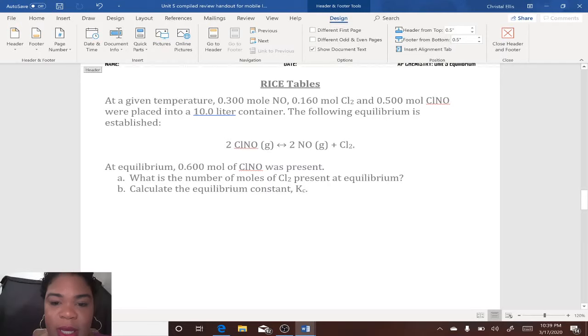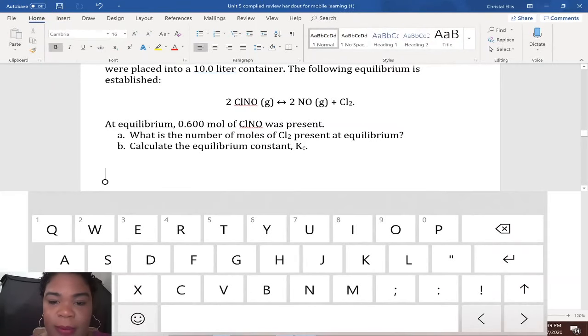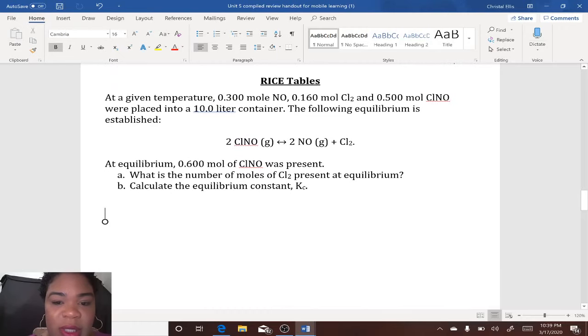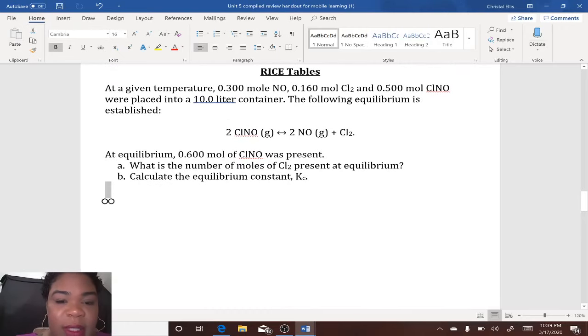Okay, so ICE tables, very fun. I really like to do this stuff. At a given temperature, 0.30 moles of NO, 0.16 moles of Cl2, and 0.5 moles of ClNO were placed into a 10-liter container. The following equilibrium is established.